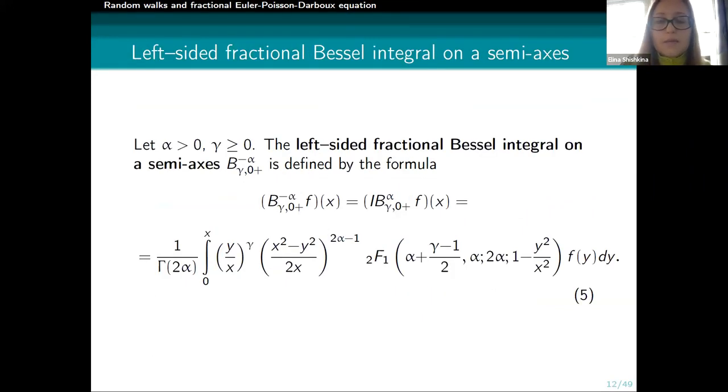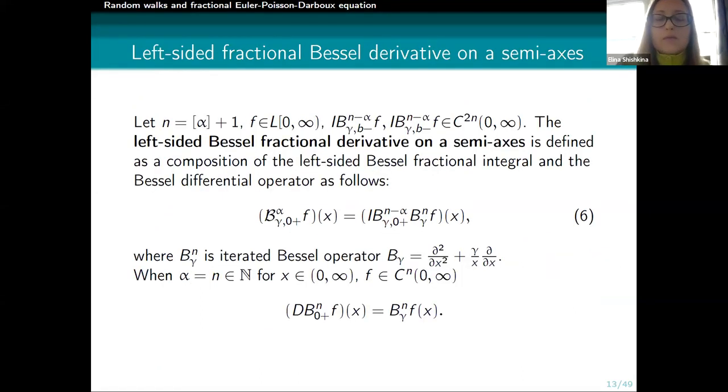So, as we remember from my Friday talk, when we would like to introduce the left-sided fractional Bessel integral on the semi-axis, we can define it by this formula with the hypergeometric function as the kernel, by formula 5. If we would like to introduce the left-sided Bessel fractional derivative on the semi-axis, we use the Caputo approach. So we put the iterated Bessel operator, and after that we take the integral operator. So when n is a natural number, it is just the iterated Bessel operator instead of 6.